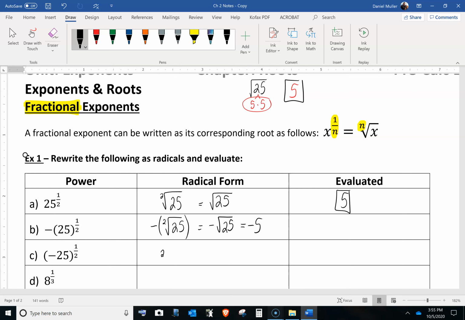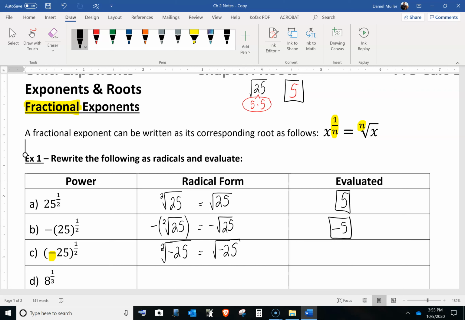Now compare that to here. The square root of negative 25. So now the negative symbol is on the inside. And you can tell because sure enough, it's inside the brackets. So we need to, again, not write the 2. Just going to write the square root of negative 25. And we need to evaluate it. For the one before, the square root of 25 is 5, and then we have the negative.